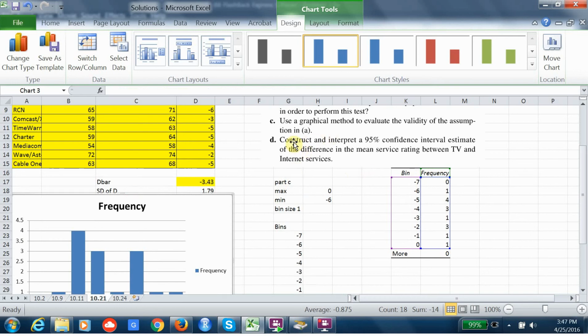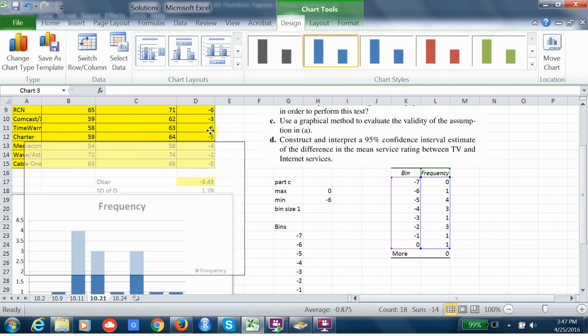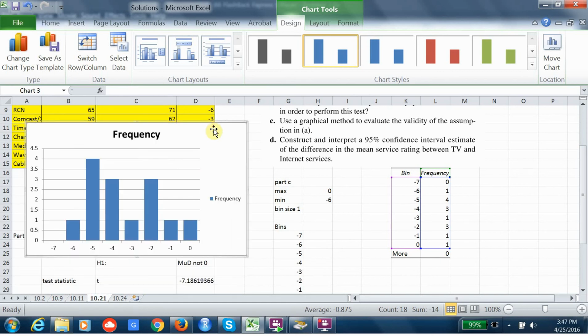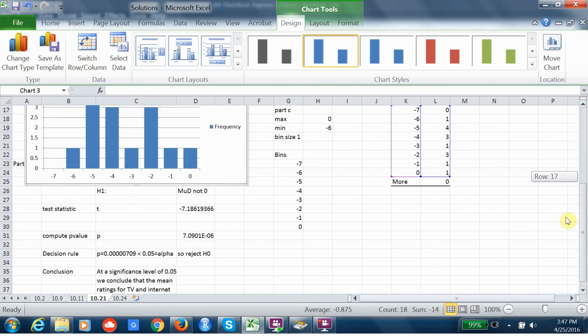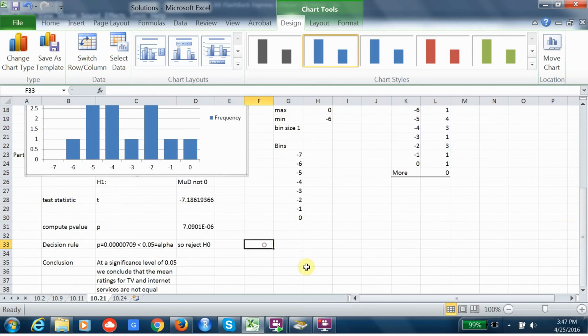Now we want to do the confidence interval. Graphical methods, when you have on the order of around 12 points, are not going to be very good. Generally, the rule of 30 holds for a lot of reasons, and one of them is that it also holds for histograms. It's hard to get good histograms when you have fewer than 30 data values. Okay, let's go ahead and do the last part, part D.